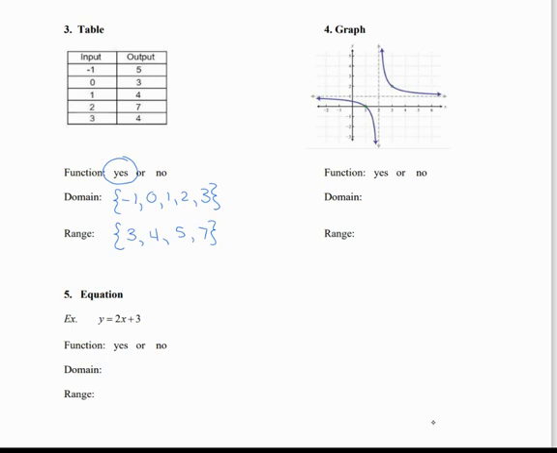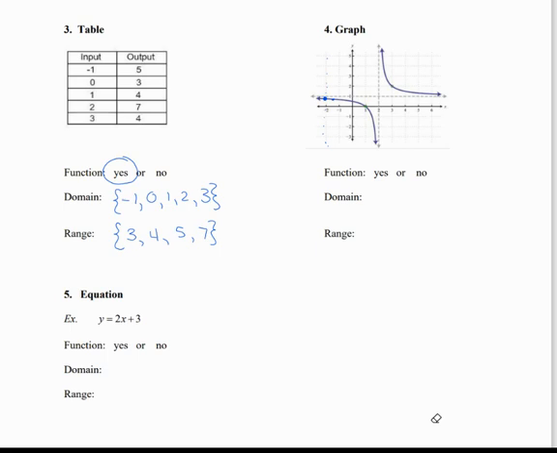So for number 4, we want to know, is this a function? Now, what we can look at, we can see if our x values are being repeated. So for example, let's start at -2. Do you see right here, -2 is being plotted right here. Is -2 being plotted anywhere else? No, we don't see that. Same thing, how about -1.5? It's being plotted just once.